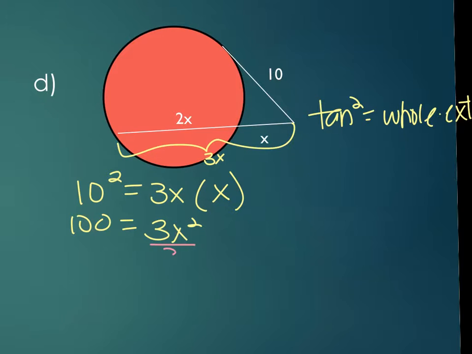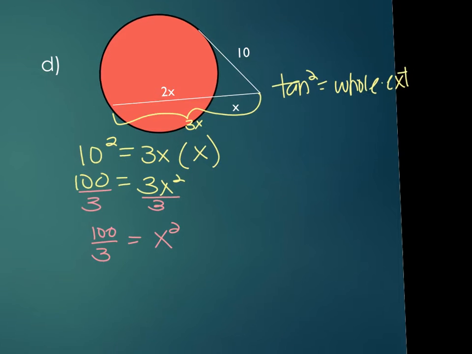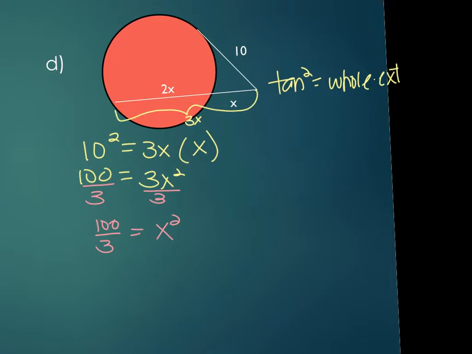Divide by 3, where it gets a little uglier. X squared equals 100 over 3. And then I would square root both sides. I don't need to keep the negative because I know this has got to be a segment length. But I get the square root of 100 over the square root of 3. What's the square root of 100? 10. Can I square root 3?